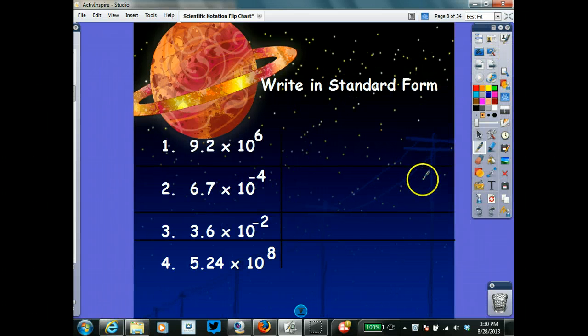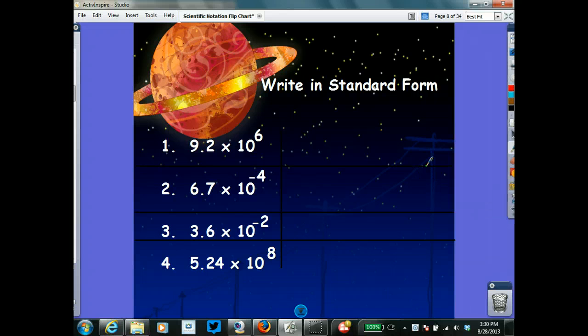Alright, on this one, we can take a minute and work these out, and we'll see if we match up and come up with the solutions. Alright, on this one, 9.2 times 10 to the 6th. Well, I'm going to work it out right here. 9.2, that's a positive. Tells me I got to move that to the right. 1, 2, 3, 4, 5, 6. So that decimal is now at the end.